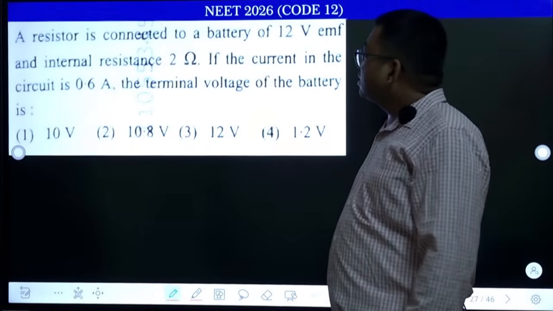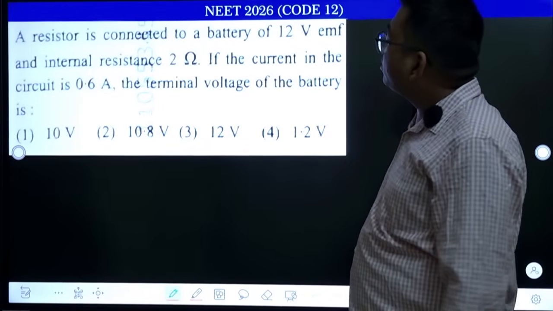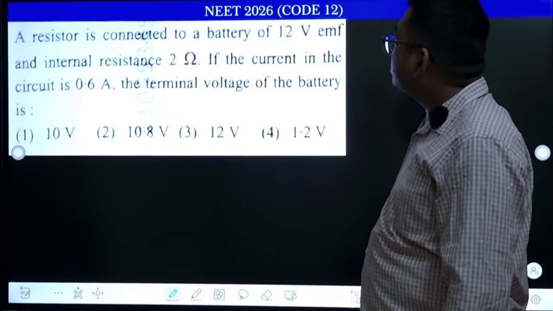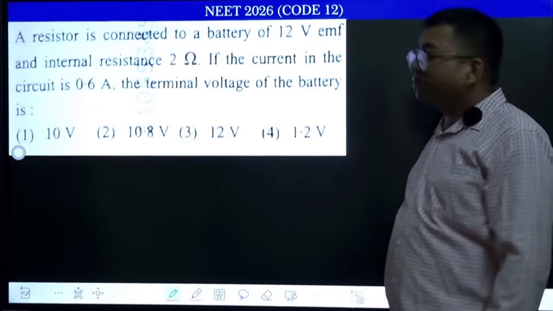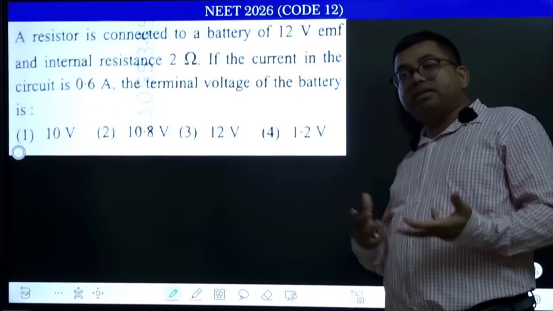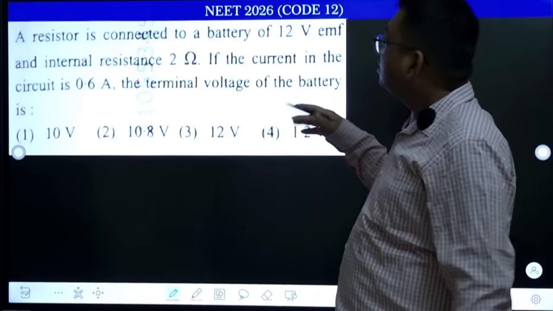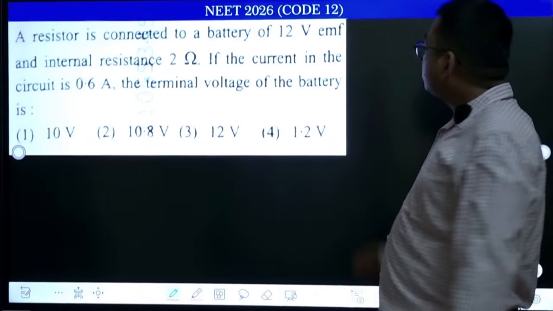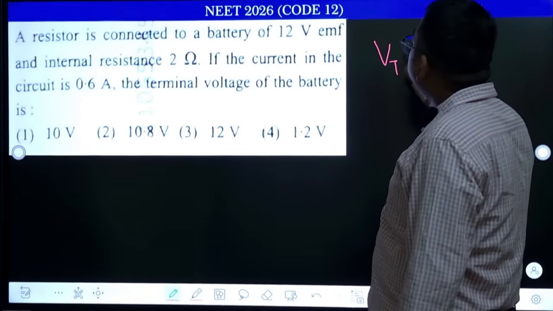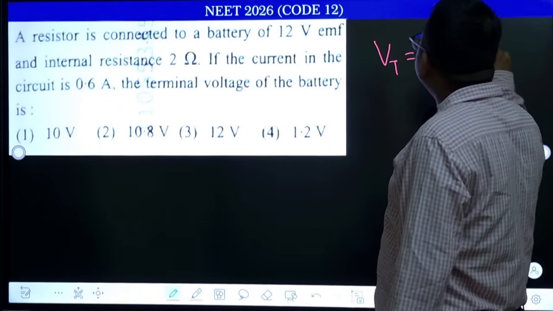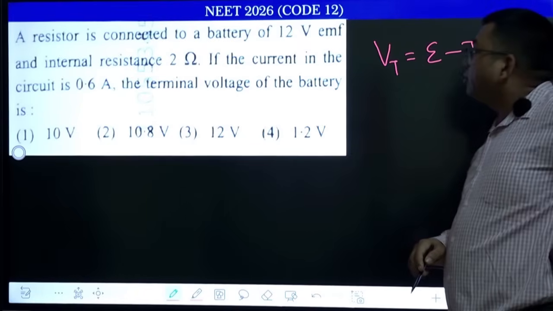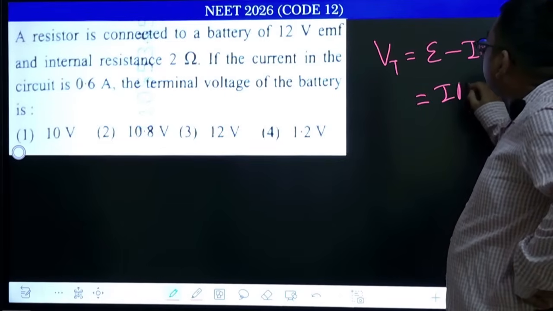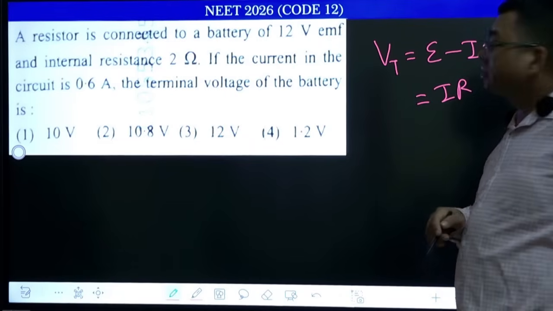A resistor is connected to a battery of 12 volt EMF and internal resistance 2 ohm. If the current in the circuit is this, the terminal voltage is. So this battery or cell is directly connected, and it's a discharging cell, right? Resistor is connected to a battery, all this is given, current is given. So terminal voltage everyone knows, EMF minus Ir, or you can write I into capital R. Both are the same, anything which is easy you do that.